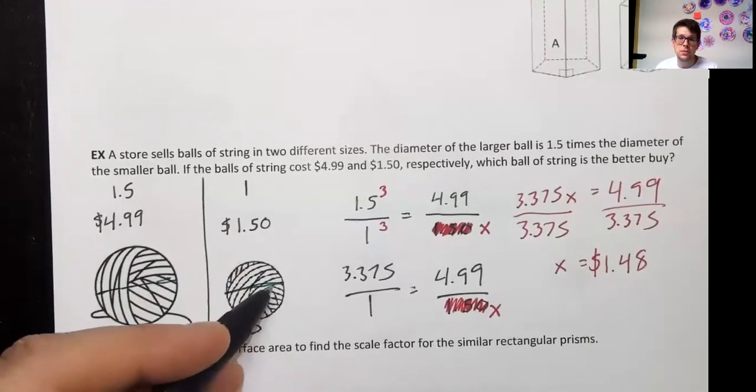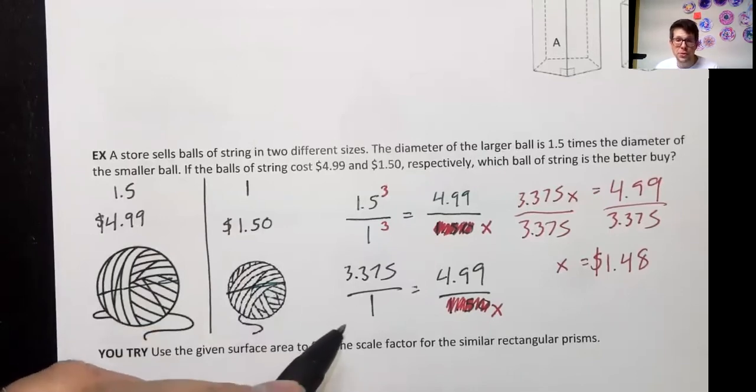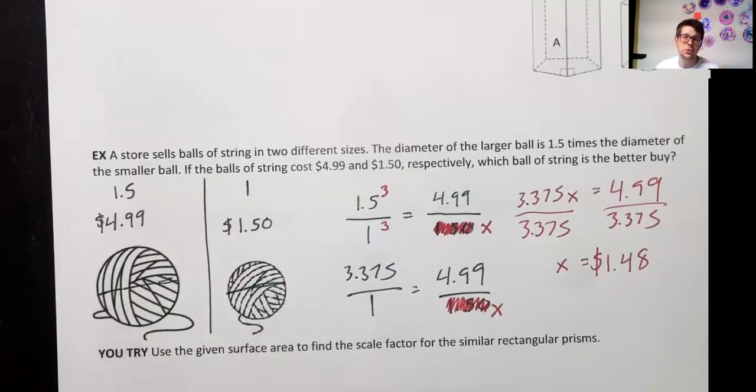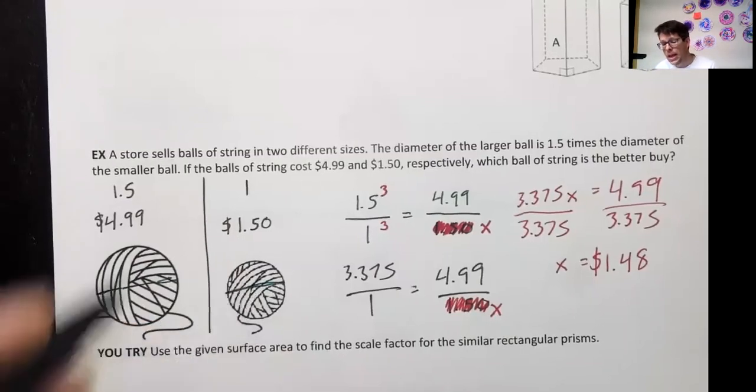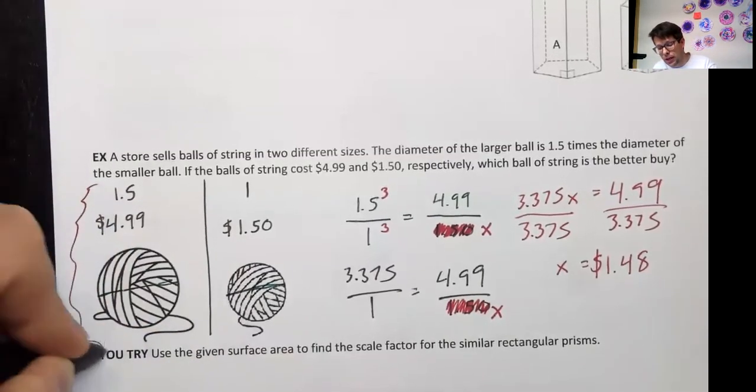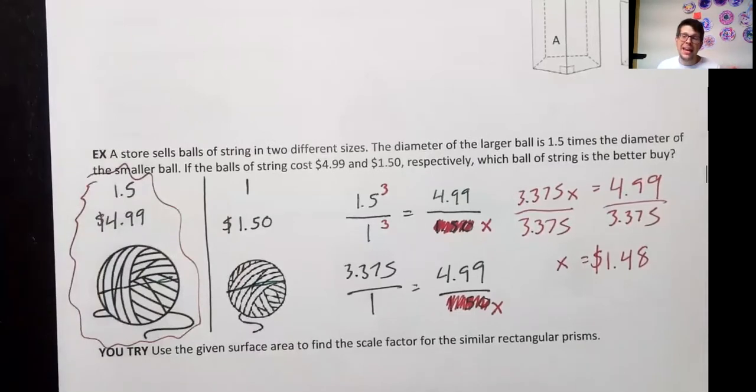It's too expensive. If you bought a lot of small balls of string to be equivalent to a couple of large balls of string, you would have to spend extra money. So that's not the good choice. This larger ball of string is going to be the better choice. You'll pay less money for the same amount of string.